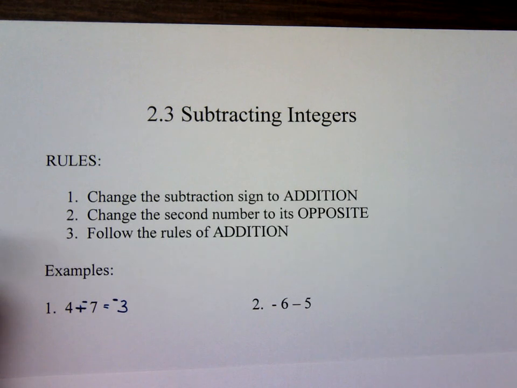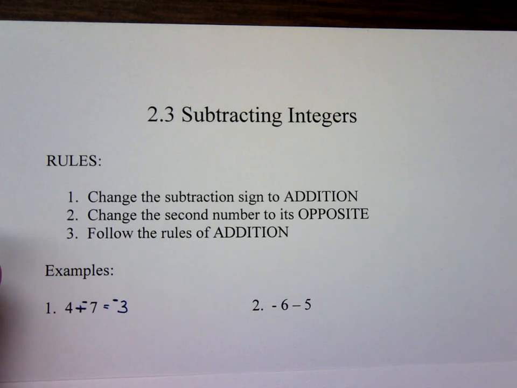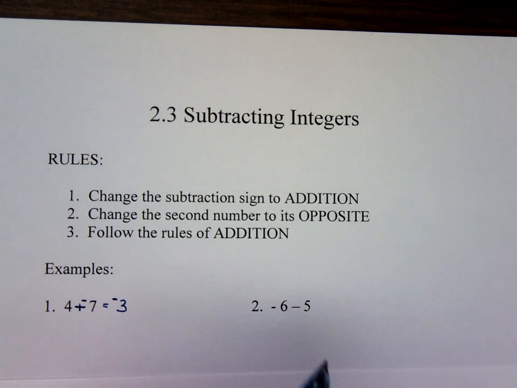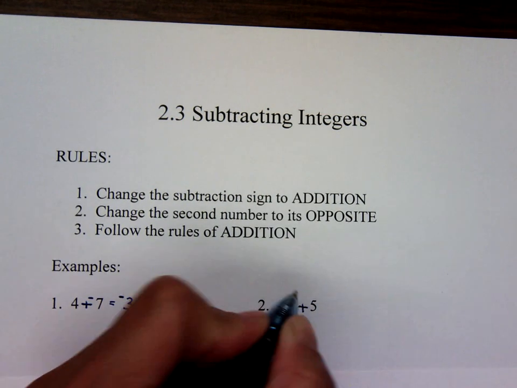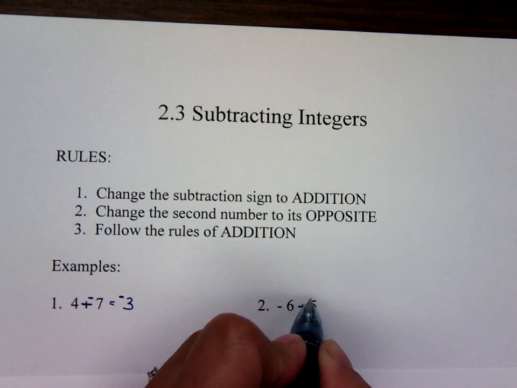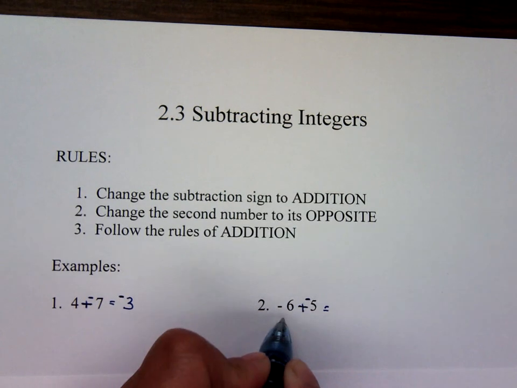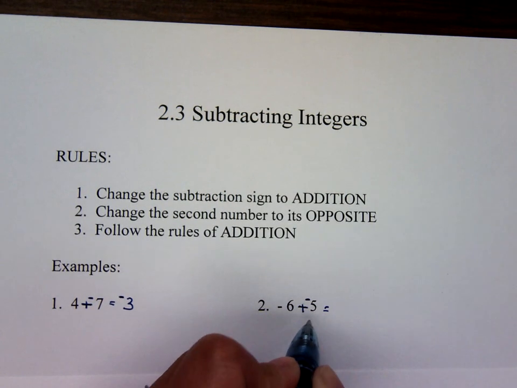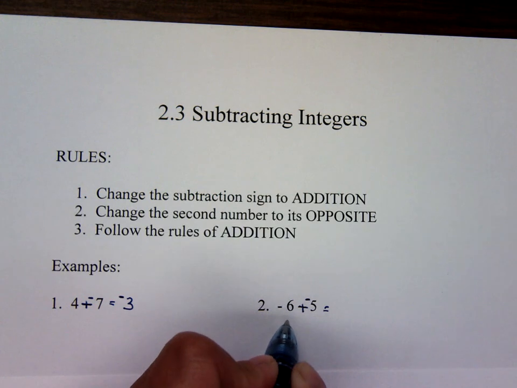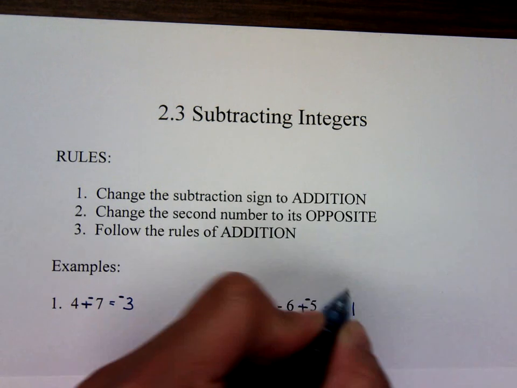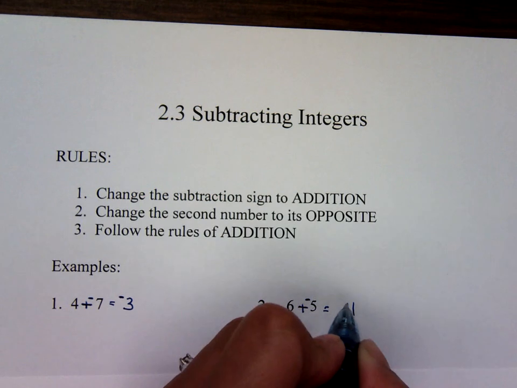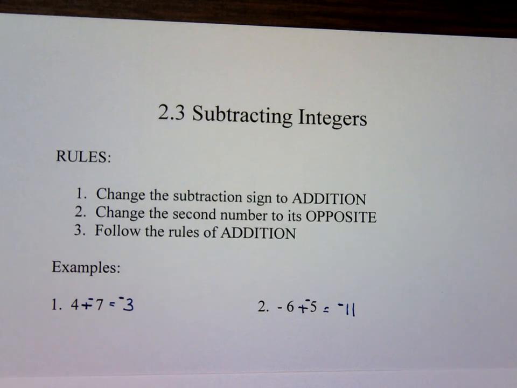Example 2. Let's look at that one. Negative 6 minus 5. Change your subtraction sign to addition. Change your positive 5 to a negative 5. You have a negative 6 and a negative 5. They're both the same sign, so you're going to add. 6 plus 5 is 11, and you're going to take the sign of both of them. They're both negative, so it's negative 11.